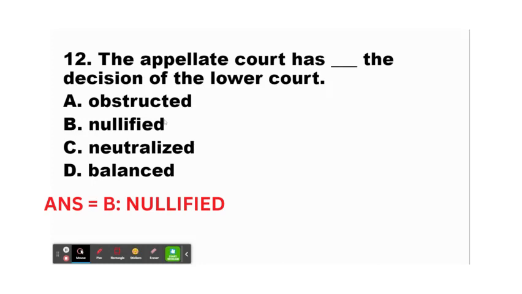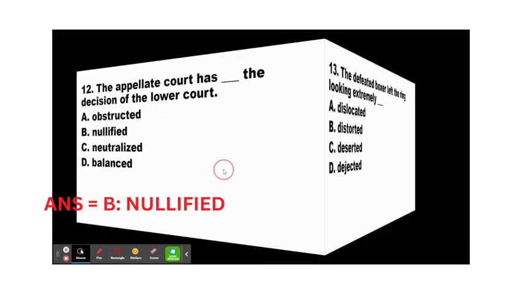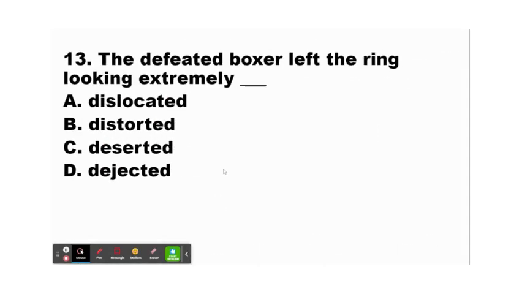This is language of the law or judiciary. When the appellate court nullifies the decision of the lower court, it declares it null and void. Number 13, the defeated boxer left the ring looking extremely dash. A, dislocated, B, distorted, C, deserted, D, dejected. Now, D is the correct option, dejected. That's how someone who is defeated obviously will look. Dejected, depressed. The defeated boxer left the ring looking extremely dejected.